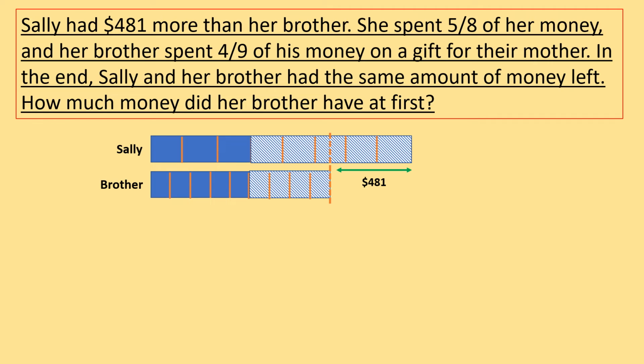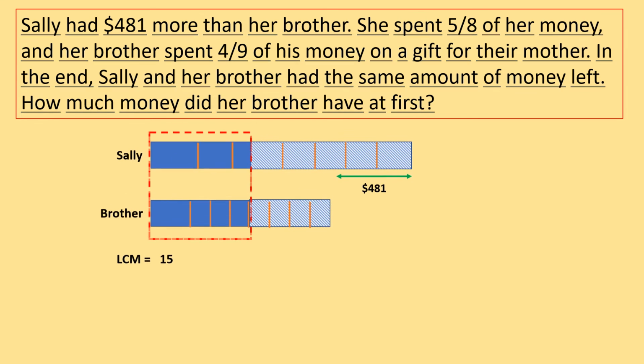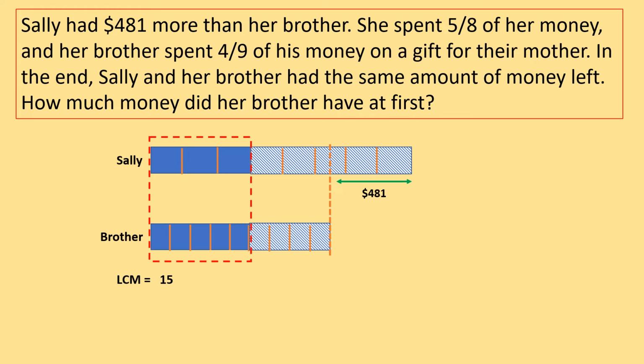How is that possible? How do you make that really equal? 3 and 5. Well, what is their lowest common multiple? 3 and 5, the lowest common multiple is actually 15. So that 3 units, you can make it into 15. You multiply it by 5. And this 5 units, you can make it into 15 by multiplying it by 3.